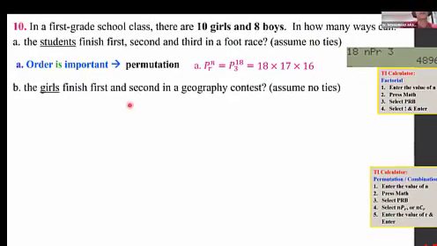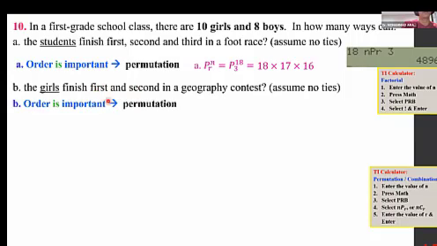The girls finish first and second in a geography contest. So obviously, the moment we see first and second, order is important. So what is n? How many do we have? n is 10. And how many are we choosing? First and second, 2. So permutation of 10, choose 2, which is simply 10 times 9, which is 90. So we want to distinguish between order being important and not so.